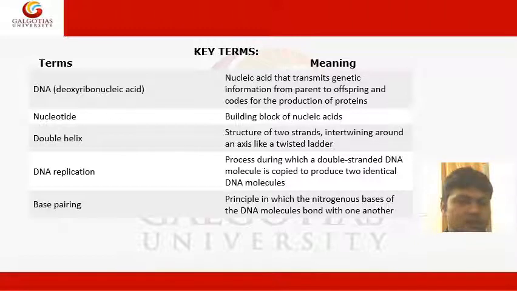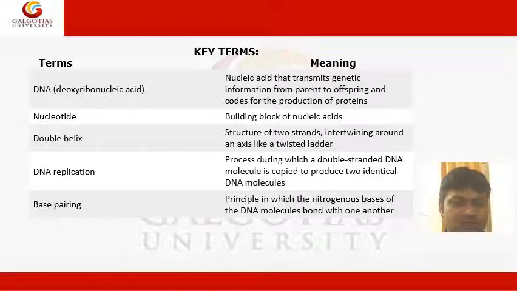Now these are the common key terms which are used in the structure of the DNA. For example, DNA, deoxyribonucleic acid, nucleotides, double helix, DNA replication, and base pairing. So DNA is a nucleic acid which transmits the genetic information from parents to offspring and codes for the production of the protein. Whereas the nucleotide is the building block of the nucleic acid.